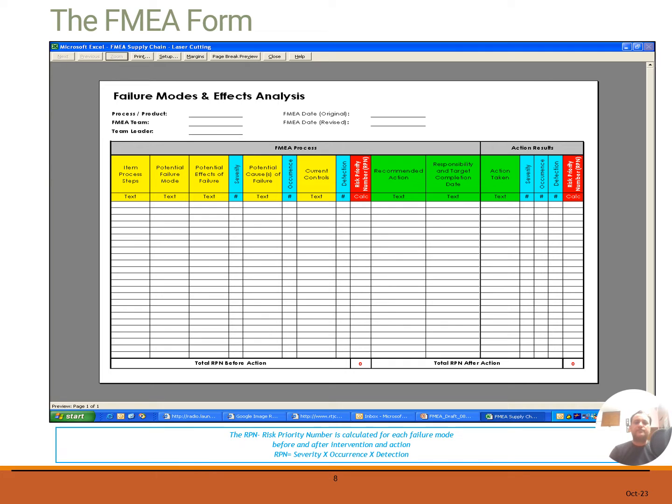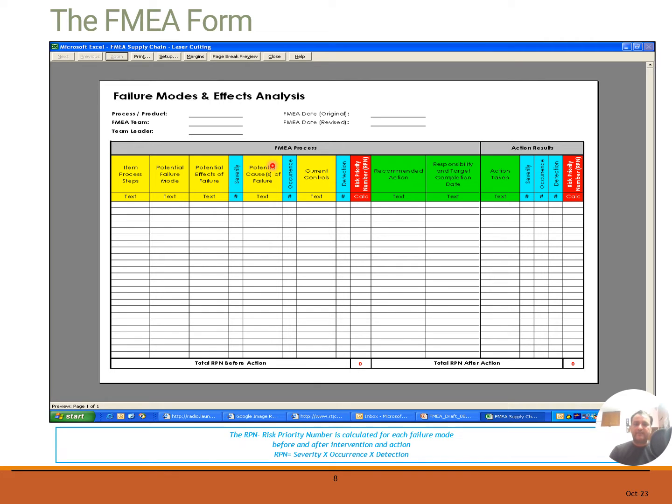The contents of the FMEA form are divided into various sections. You will fill out the header information first. Next, you will list the items or process steps that will be analyzed, the potential failure modes of those items or process steps, the potential failure effects of those items or failure modes, and how severe those effects are to the end user will be filled in then.